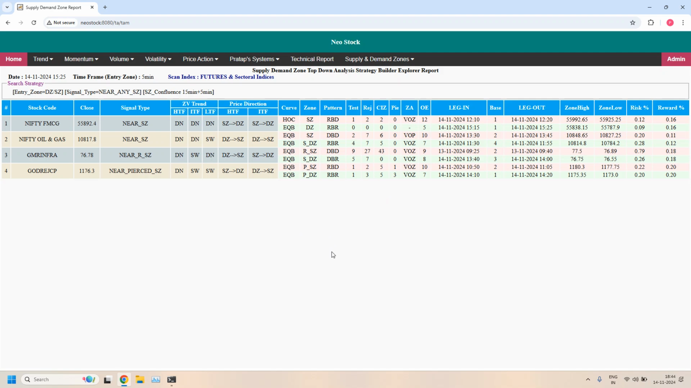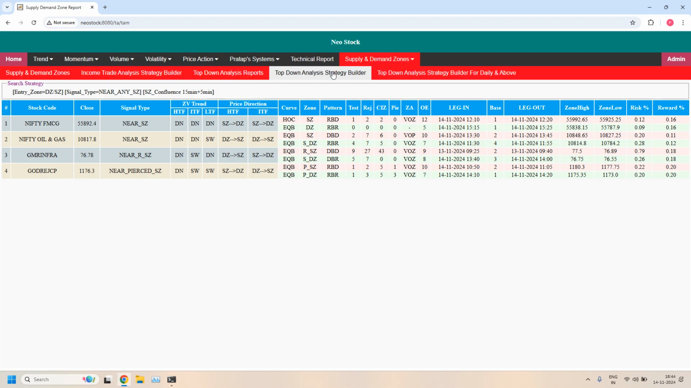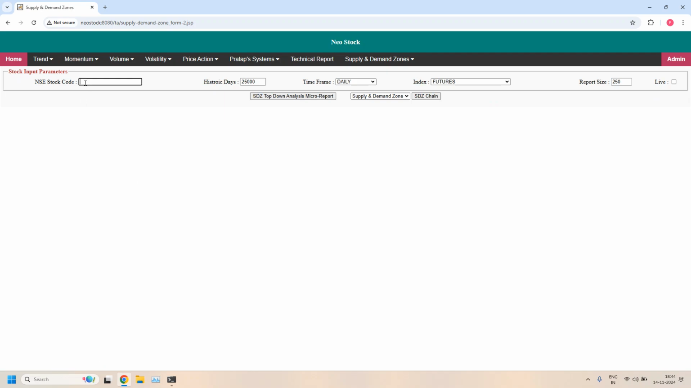So this is about stocks near demand and supply zones. Next we will generate a NIFTY and BANKNIFTY supply demand zone chain. Let's start with NIFTY 50. Starting from monthly time frame, I am generating NIFTY supply demand zone chain for monthly time frame.